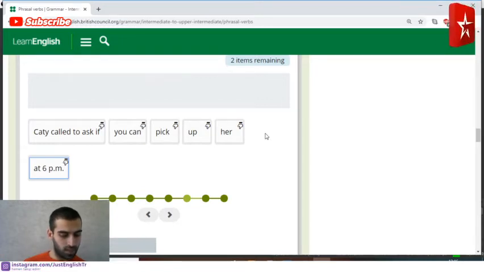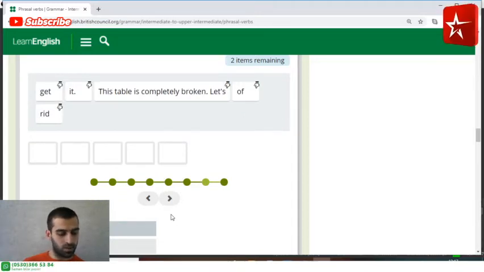And Mary says, "Katie, you can her pick up." Not Mary. It's not correct. Okay, be careful with the sentence order. Aisha says, "Katie called to ask if." Aisha, please complete your sentence. Like, Katie called to ask if you can pick up her at 6 p.m. We will say if it is correct or not at the end of the grammar. I will check all of them. If there's any mistake, I will correct it and I will let you know the correct answers. Okay, the next one.